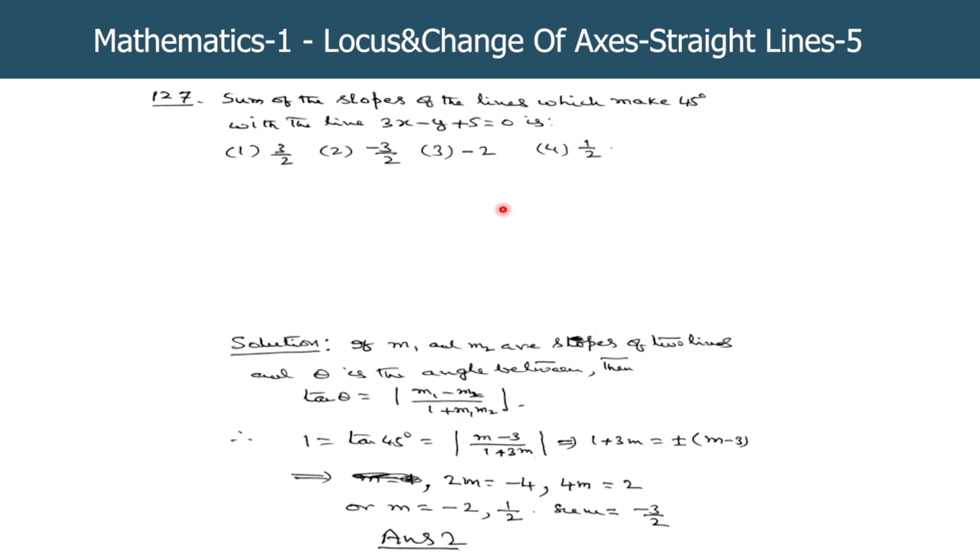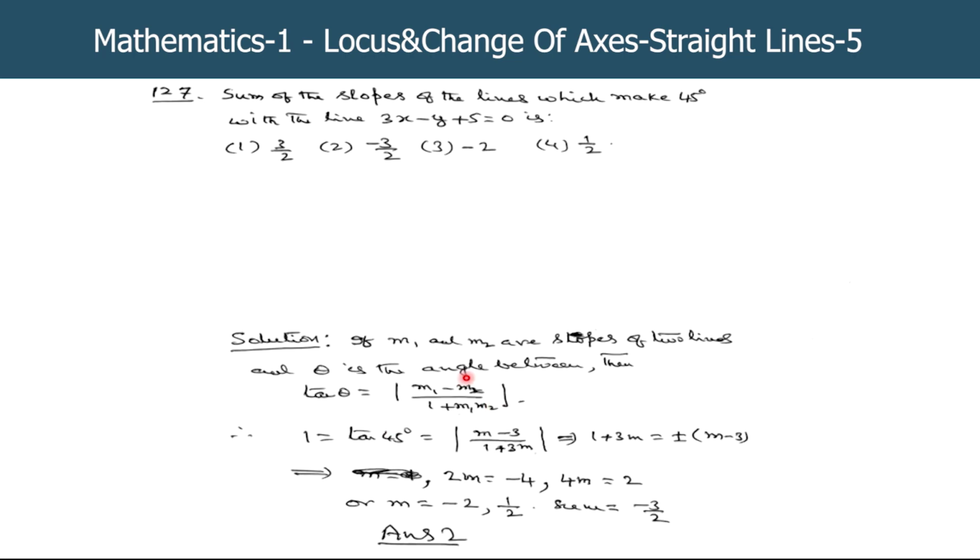127. The sum of the slopes of the lines which make 45 degrees with the line 3x minus y plus 5 equal to 0 is: 1, 3 by 2, 2, minus 3 by 2, 3, minus 2, and 4, 1 by 2. Suppose M1 and M2 are the slopes of the two lines and theta is the angle between them. Then tan theta, you know the formula, is modulus of (M1 minus M2) by (1 plus M1 M2), which will give you the acute angle. The modulus always gives the acute angle. Without modulus, you will get either an acute or an obtuse angle. So here you are given a 45 degrees angle between the lines.